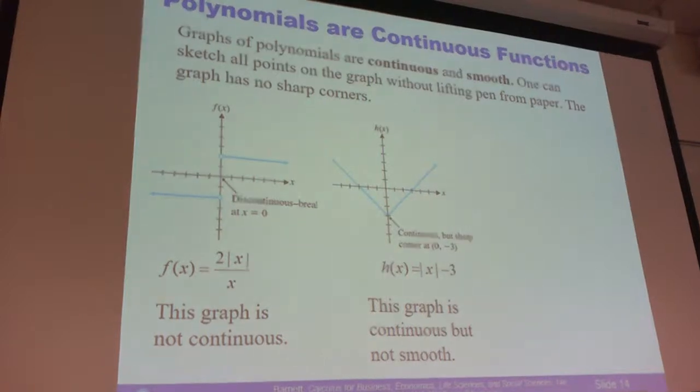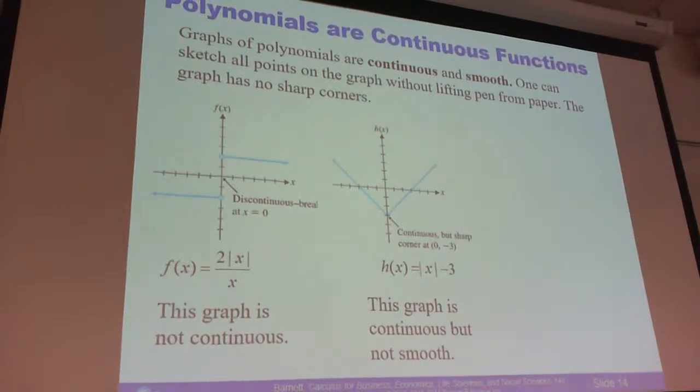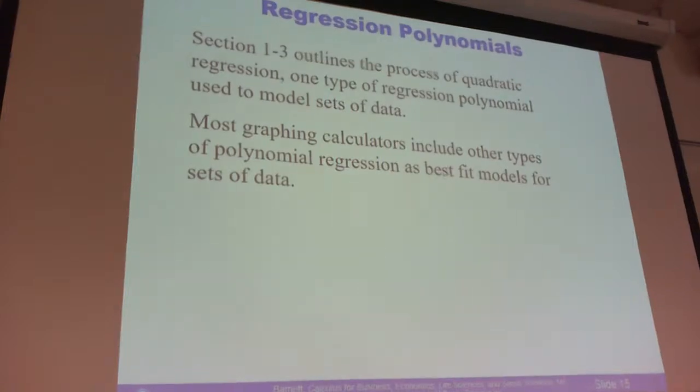If I have h of x equals absolute value of x minus 3, the graph is continuous, but since it's a V, it has a sharp corner, it's not smooth. Continuous, but not smooth. And then the last one, g of x equals x squared minus 4x plus 5. That's quadratic. That would be a graph that is continuous and smooth. Again, all of this is review, a refresher, just to get you thinking about polynomials again.